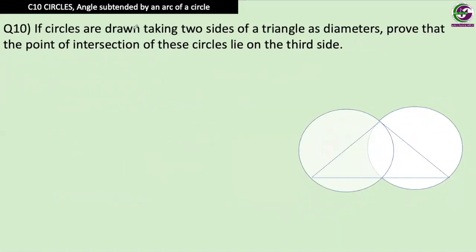If circles are drawn taking two sides of a triangle as diameters, so we have diameters here. Let us name it A, B, C. So AB is a diameter, BC is also diameter. Now we have to show that the point of intersection of this circle lie on the third side of the triangle. For that, let us consider the common chord there. And we can see that angle ADB is 90 degree because that is an angle in the semicircle.